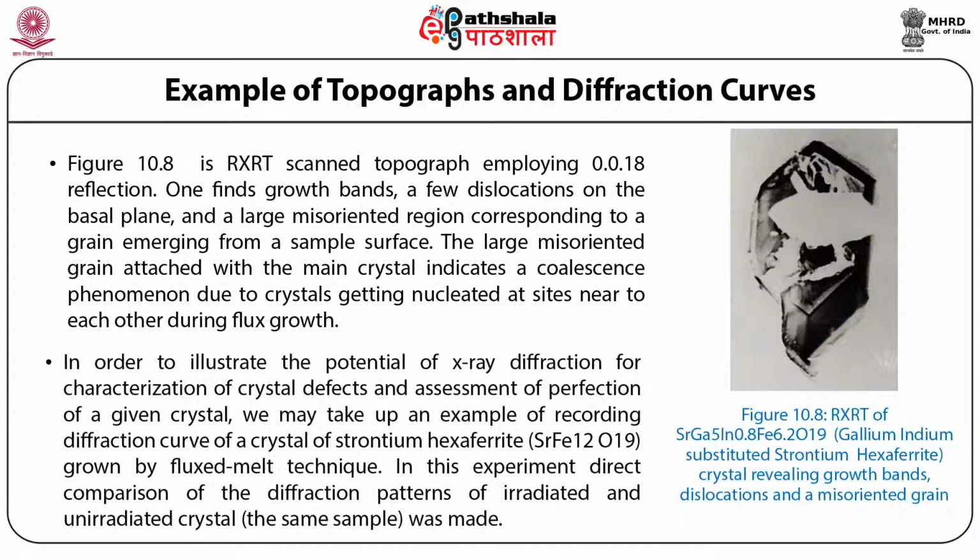In order to illustrate the potential of X-ray diffraction for characterization of crystal defects and assessment of perfection of a given crystal, we may take up an example of recording the diffraction curve of a crystal of strontium hexaferrite, whose chemical composition is SrFe12O19, grown by the fluxed melt technique. In this experiment, a direct comparison of the diffraction patterns of the irradiated and unirradiated crystal, within brackets the same sample, was made.